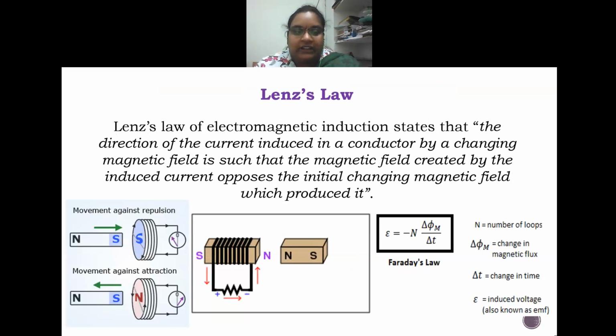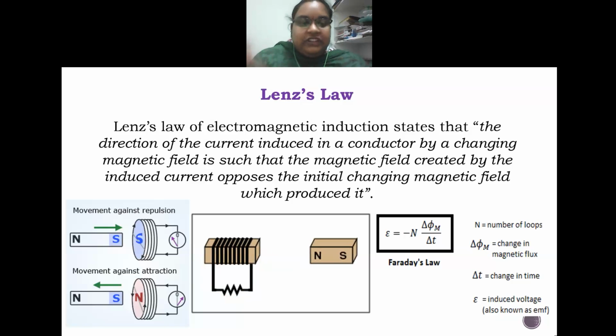Next is Lenz's law. Lenz's law is similar to what we have seen in Newton's third law: always the reaction will be opposite to the action. So whatever induced EMF is produced, the change it causes will be opposing the original cause of the change in the magnetic field. Okay, this is Lenz's law.